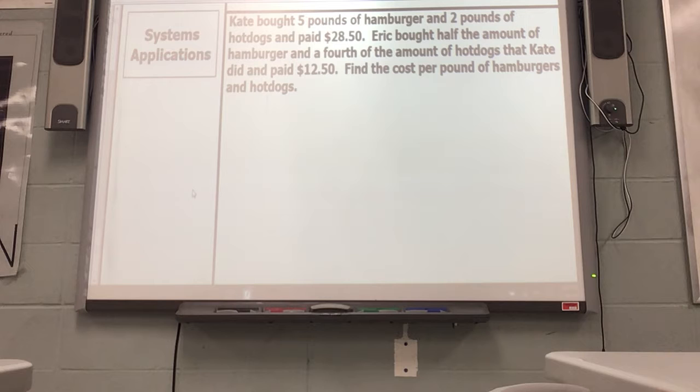Once you get your notes fixed up on that one, we're going to three variables and three equations. Date, some fun stuff.